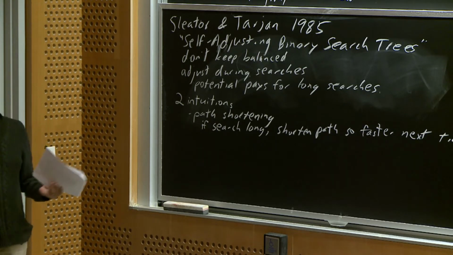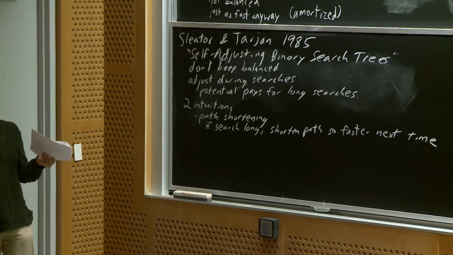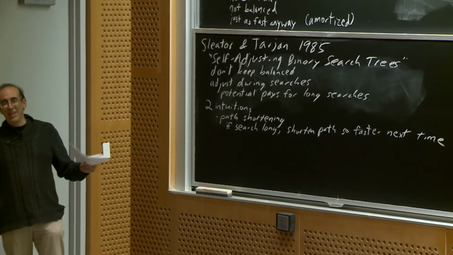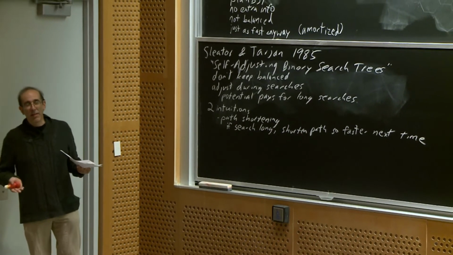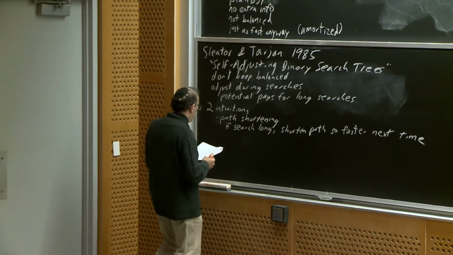The problem here is that if you make one path in the search tree shorter, you're going to be making other paths longer. And so you have to be cautious in where you redistribute the length of the path so that you don't make things worse for other searches.